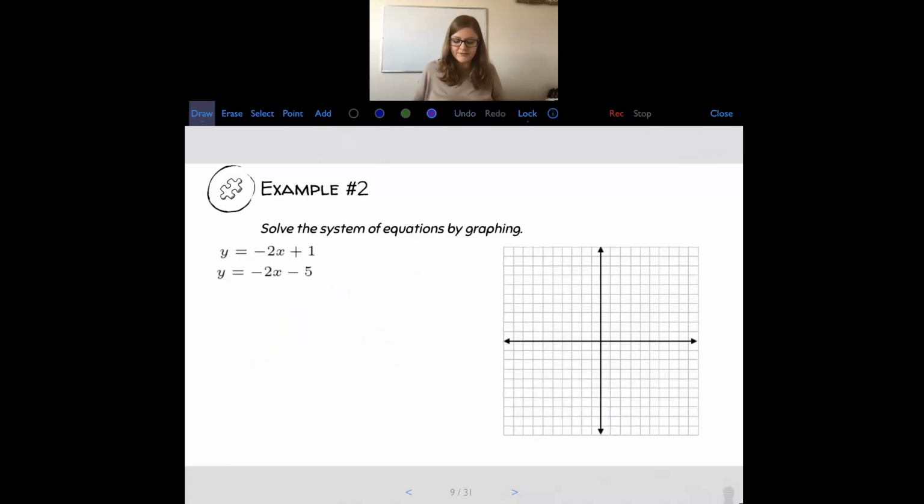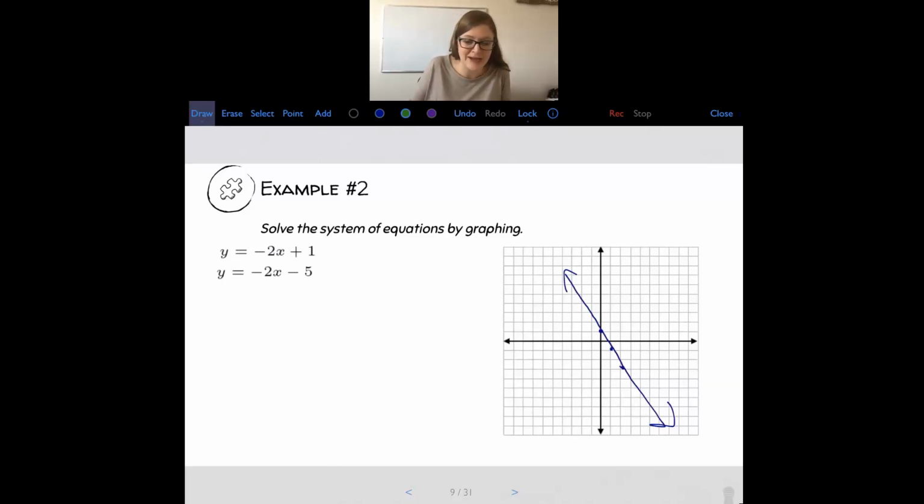Okay. Next, solve the system of equations by graphing. Our lines are already in slope-intercept form, so we can start off by graphing them. For the first line, the y-intercept is 1 and the slope is -2, or -2/1. So we go down 2/1, down 2/1. Then the second line has a y-intercept of -5 and the slope is also -2.